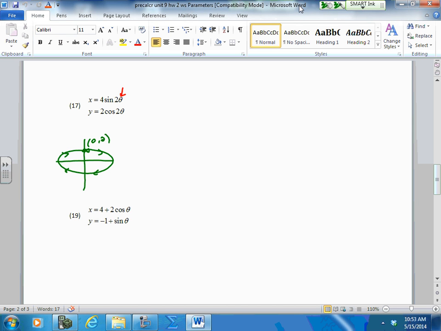Using parametrics, we can graph something that's not a function. Now we're going to eliminate this. So we're going to solve for the parameter. We're just going to consider 2 theta as one angle.